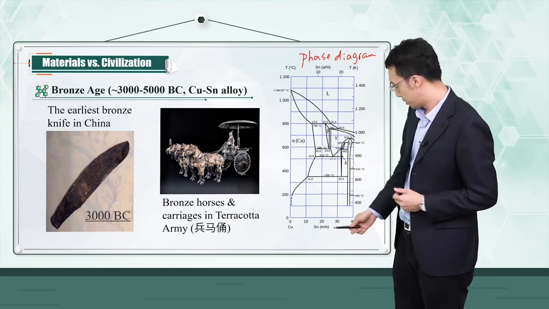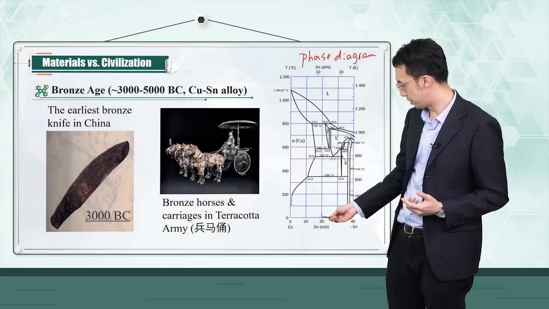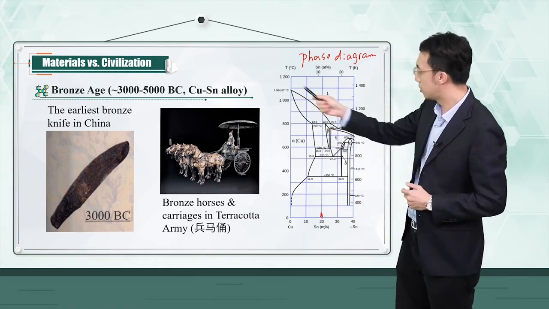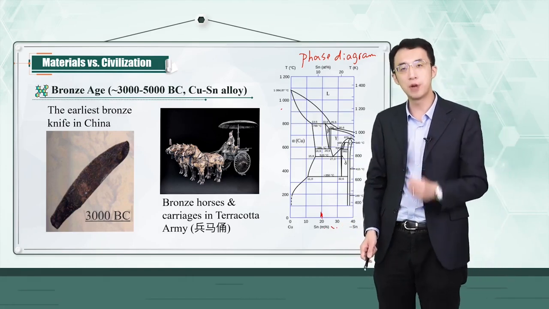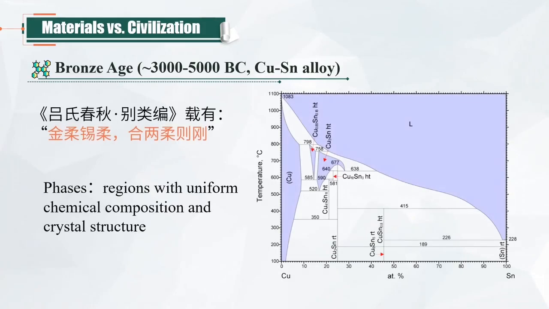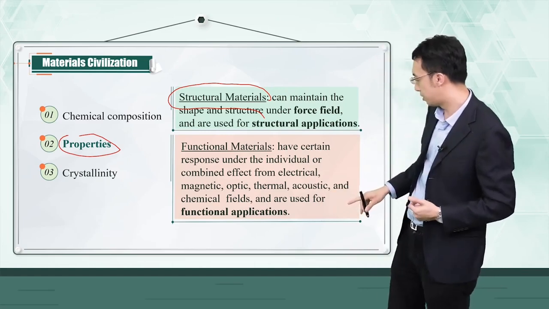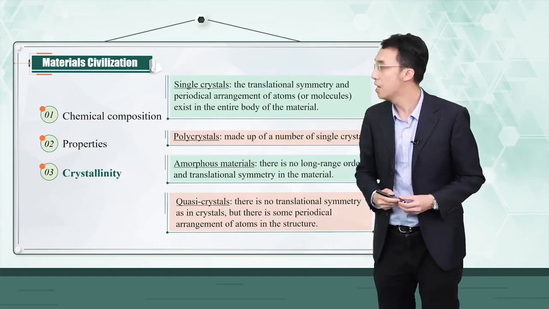The second way to divide different materials is by their different properties. So you may have the so-called structural material, where under the force field, you mostly consider their response under this force field, and they are used for the so-called structural applications. In comparison to structural materials, you may also have functional material, where instead of the mechanical properties, you consider acoustic, thermal, optical, magnetic, all kinds of functional properties.